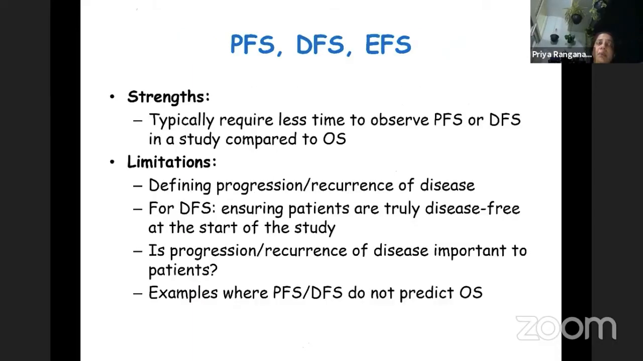The strengths of these endpoints, PFS, DFS, EFS, are they typically require less time to observe as compared to OS, right? But the limitations are you need to have very standard definitions. There are some concerns that, with DFS, patients may not be really disease-free if there is micro disease. Second, is progression or recurrence really important to patients? So do patients really care about the length of their life or the length of their life without disease? Okay? And there are examples where PFS and DFS have not predicted OS.